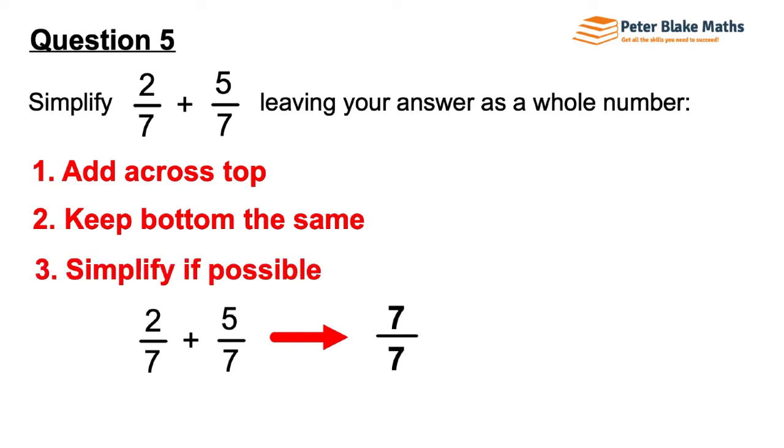Now we also look to simplify if possible. Now 7 over 7 is really 7 divided by 7, and that goes once. So anything over itself ends up having 1 as its equivalent answer there. Okay, so that's the process. Add across the top, keep the bottom the same, and look to simplify.